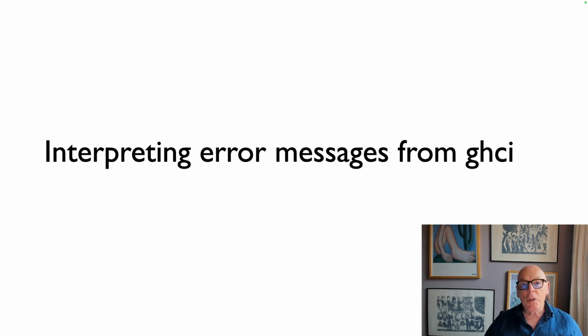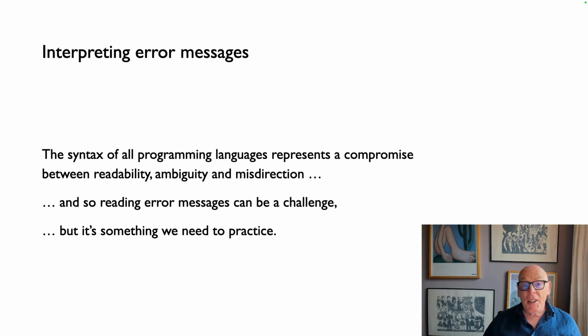In this segment, what I want to talk about are the error messages that come from ghci and how we can make sense of them, even if we don't understand precisely what they're saying. The syntax and indeed the general design of programming languages is always a compromise between making them as readable and straightforward as possible and there being some sort of ambiguity in the way that they are used. And that means that we can get things wrong, either because we don't understand or simply accidentally by hitting the wrong key. And we need to understand the error messages that we get from the compiler.